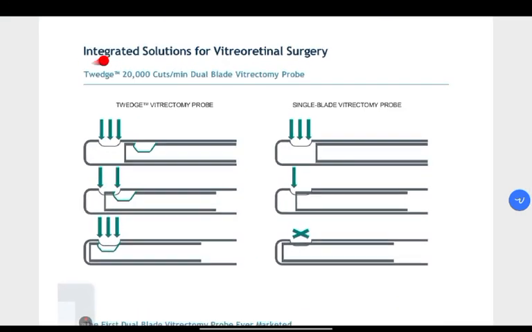We have the integrated solution for vitreoretinal surgeries. You can see the picture. We have the single blade vitrectomy probe. We have the twitch vitrectomy probe, and the twitch is 20,000 cuts per minute. Dual blade vitrectomy probe. This is a very important feature of the machine.